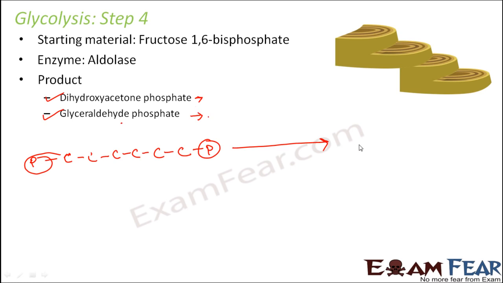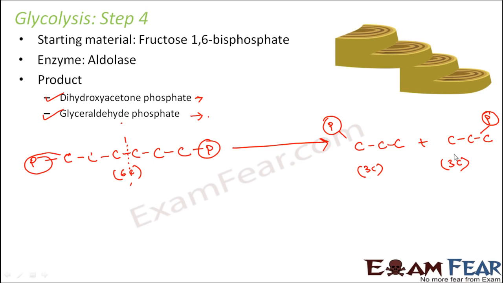So how is the structure? Each of them is a 3 carbon compound. This was a 6 carbon compound, so basically it gets split into 2 three carbon compounds. Let us see how the 2 three carbon compounds are. The first carbon compound would be somewhat like this, with 1 phosphate group. The second 3 carbon compound will again be somewhat like this, with 1 phosphate group. So basically it gets split like this. Now you have 2 three carbon compounds with 1 phosphate group each. You see here both of them have 1 phosphate group, right?